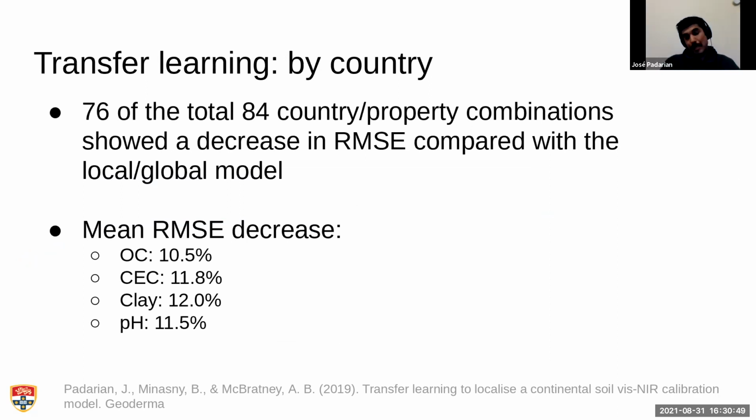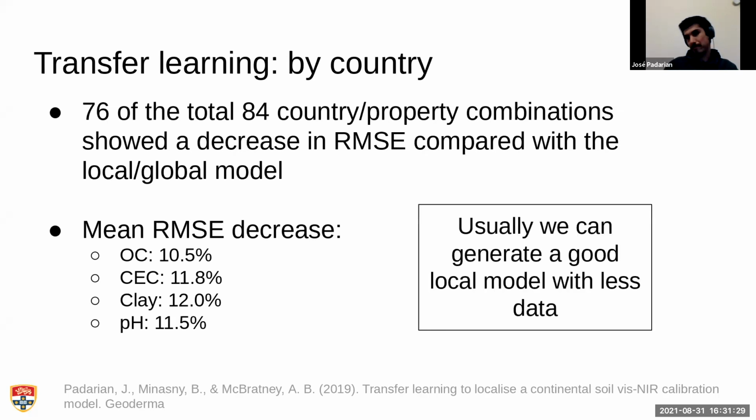It was quite encouraging to see that in most of the combinations of country and property, remember they were predicting multiple properties, we show a decrease in the final error of the model compared with training either just a local model with the local data, or a model trained just with the global data. So there's a synergy there when we're using transfer learning. What it means at the end is that we have a reduction of the error, on average around 10% for multiple properties.